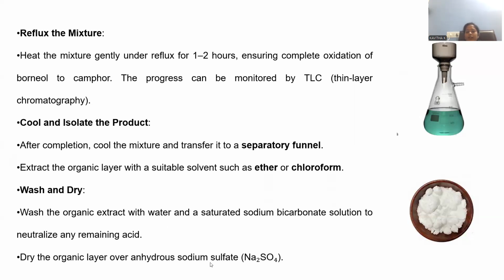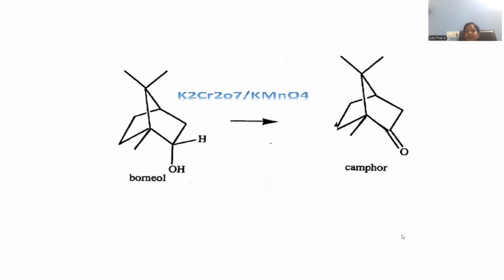Dry the organic layer over anhydrous sodium sulfate. Sodium sulfate is a dehydrating agent used to absorb any moisture present. If any moisture is retained by the camphor, it is removed by the dehydrating agent, so the organic layer is to be added with sodium sulfate so that the water content will be removed. The entire process carried out in this laboratory synthesis is only one step: borneol is treated with either potassium dichromate or potassium permanganate, so that the hydroxy group is simply transformed into a ketonic functional group. That is called camphor.